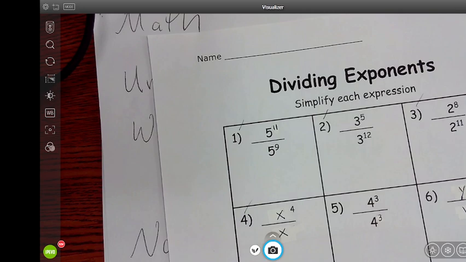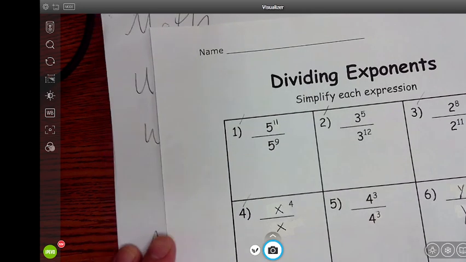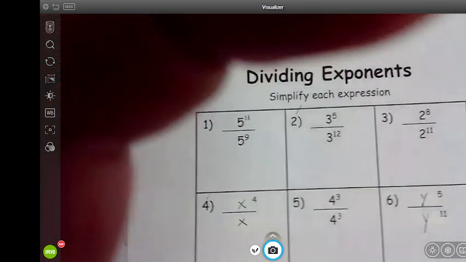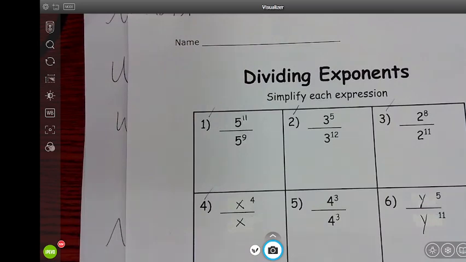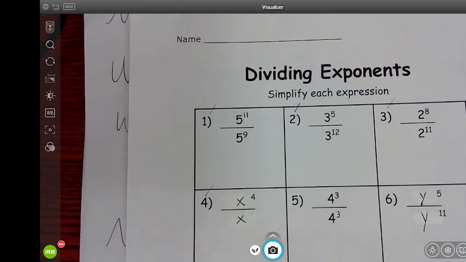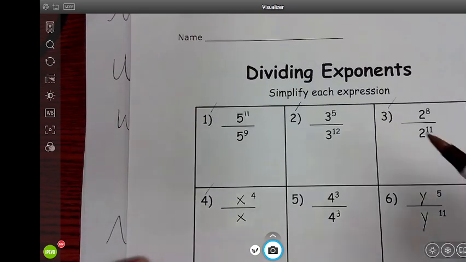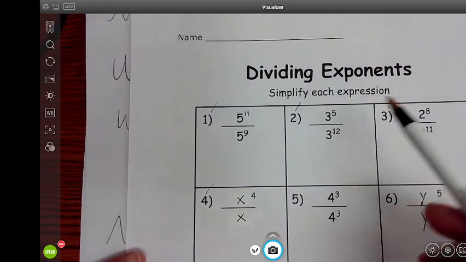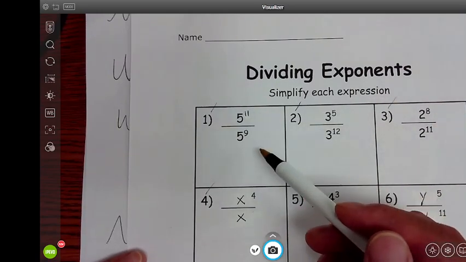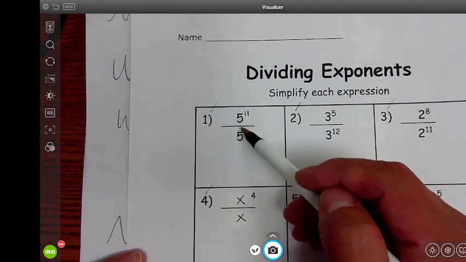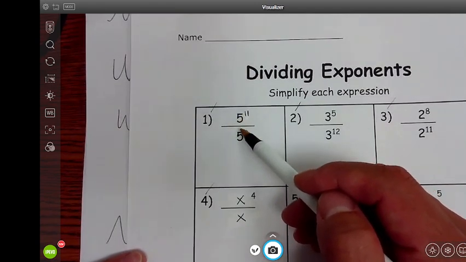Alright, so we're back to dividing exponents. Let's go ahead and look to see what we have here once we divide these exponent terms, not dividing exponents, but dividing exponent terms. So remember, for dividing, they have the same base. The two terms we're dealing with have the same base.